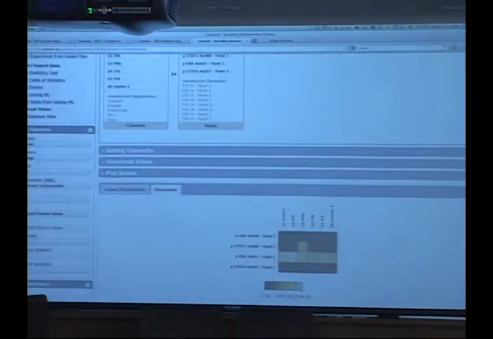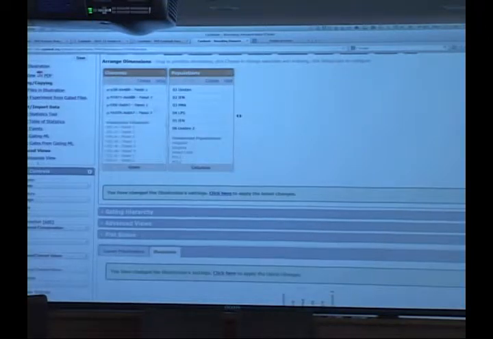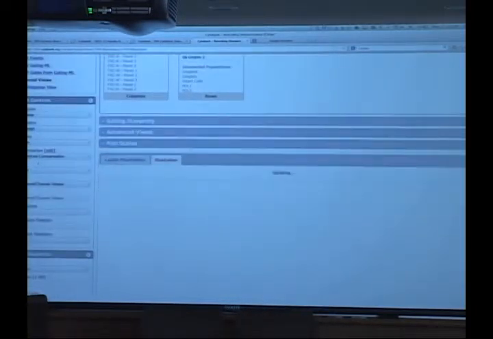But let's say I wanted to just pivot and look at that a different way. Well, I can just go back up to my figure dimensions, and each one of these you can actually drag and drop, such that now my channels are my columns and my populations are my rows. So I expect the transpose of this to now come up.